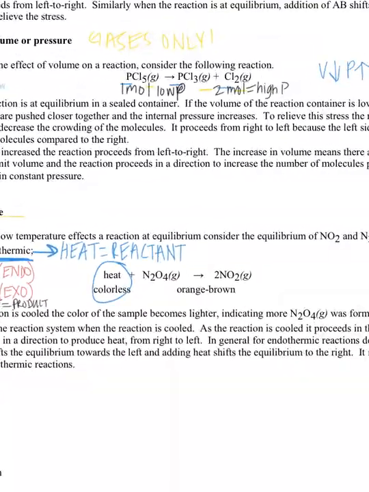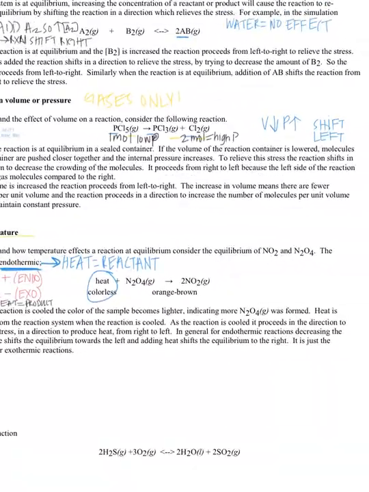All right, so let's go through a couple scenarios. If I were to add heat to this reaction, my reaction would shift right to get rid of the heat, or to counteract the heat. And if I were to take away heat, it would shift left to make more heat, to heat back up.